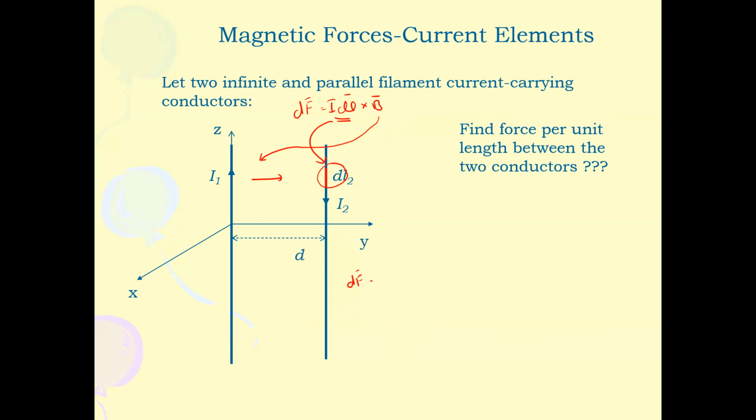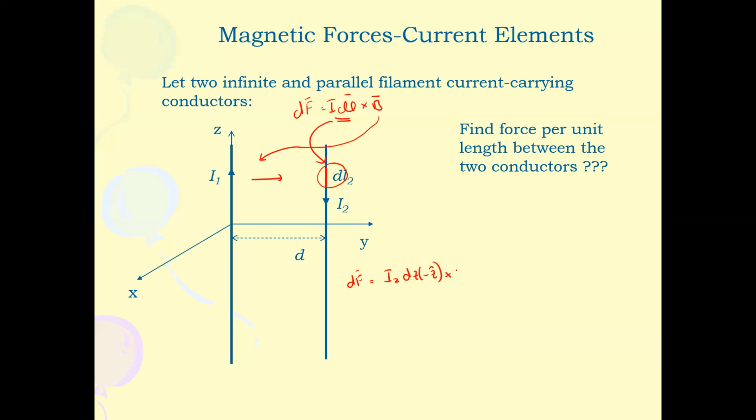the I dl vector as I2, and the dl vector as dz in the direction of negative z. That should be the case because your current is directed towards negative z, so we're going to have dl to be dz in the negative z direction. And basically the B vector, which is our flux density produced by I1, can be written as this cross product.